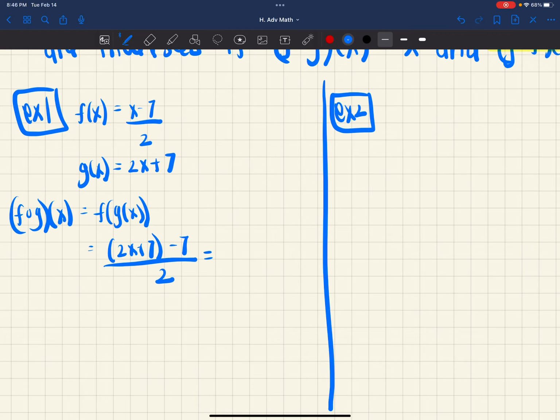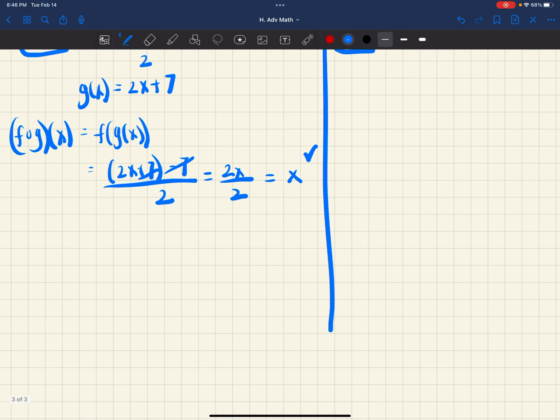Which simplifies down to, well, the positive 7 and the minus 7 eliminate, so it eliminates down to just 2x over 2, which eliminates down to x. So we know that f composed with g of x gives me x. Now I need to go ahead and verify g composed with f of x. And yes, you do have to do both.